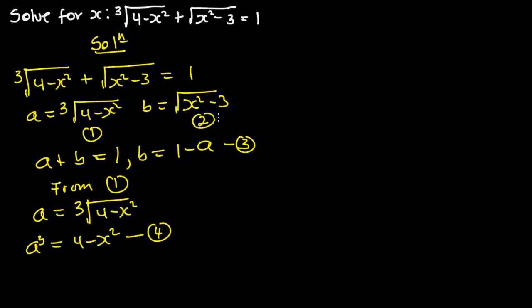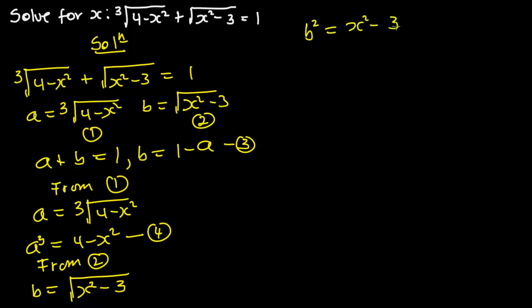Now let us consider equation 2. From equation 2, we were given b is equal to the square root of x squared minus 3. When we want to get rid of the square root, we can do that by squaring both sides. And so we are going to have b squared is equal to x squared minus 3. Let's call this equation number 5.